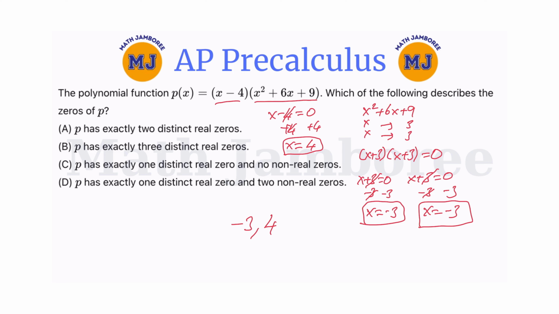So we have negative 3 and 4 as the zeros of the polynomial, which means that we have two distinct real zeros. We have 3 factors, but these two negative 3s are the same. That's why the correct answer for this specific question is choice A.